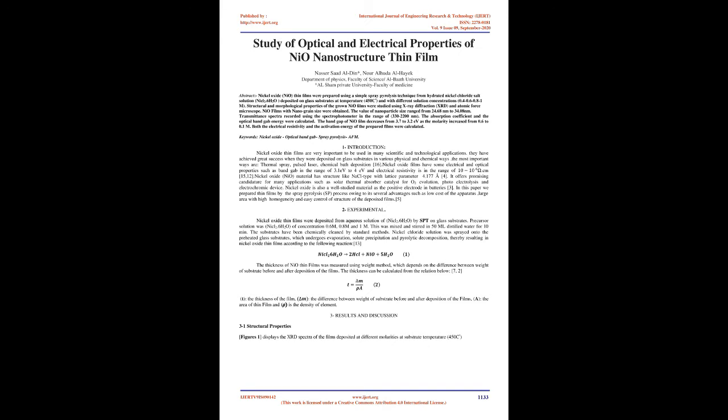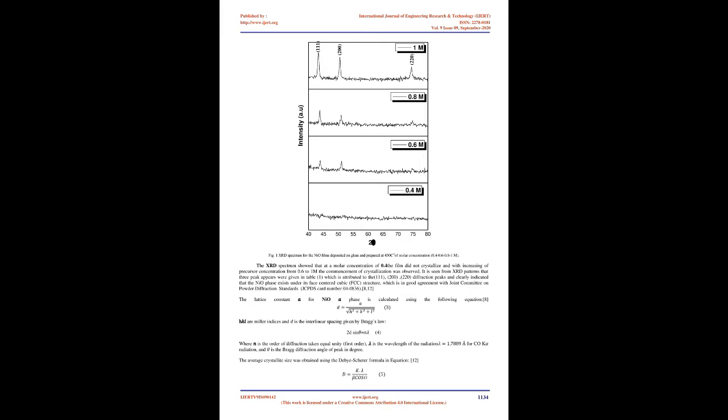0.4, 0.6, 0.8, 1 M. Structural and morphological properties of the grown NiO films were studied using X-ray diffraction, XRD, and atomic force microscope. NiO films with nano-grain size were obtained. The value of nanoparticle size ranged from 24.68 nm to 34.08 nm.